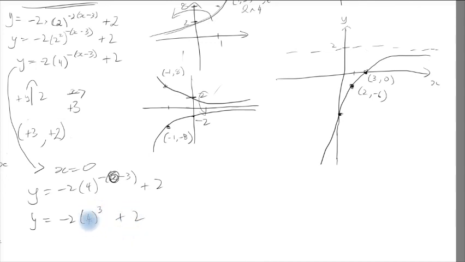4 to the power of 3 is, 4 times 4, that's 16, times another 4, that is 64. Check that on your calculator if you like. So it's -2 times 64 plus 2, which then equals -128 plus 2, -126. So this point here where it cuts through is -126, and we've done everything.